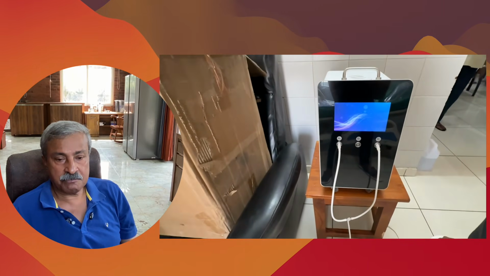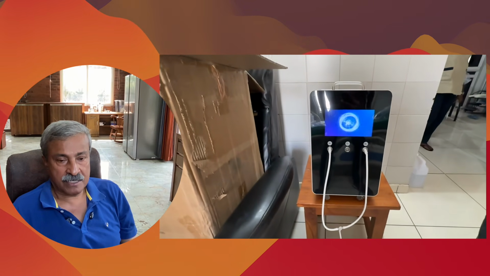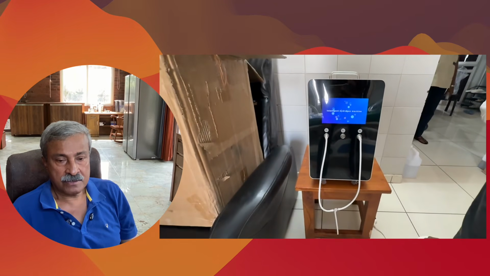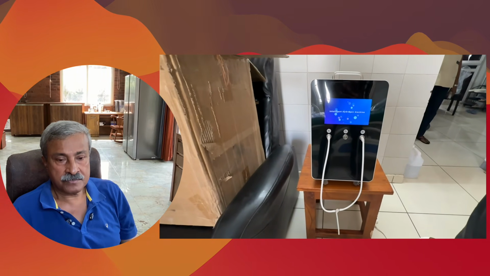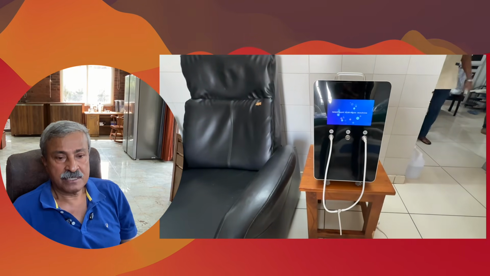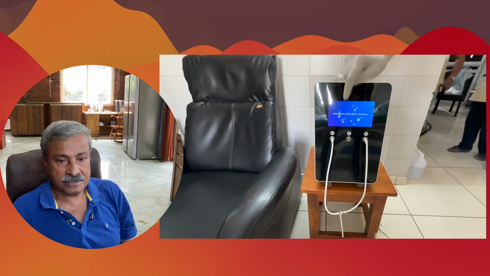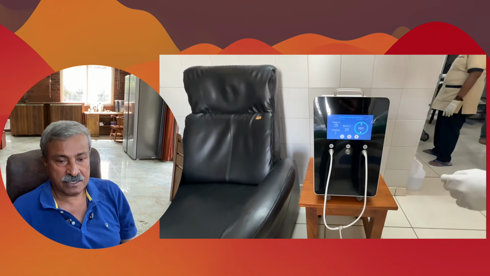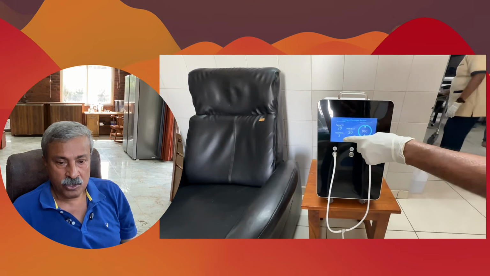and the machine will produce 600 ml per minute of 99.9% purity hydrogen gas. It's touch control, and we can control the volume, the concentration, the speed and the duration.